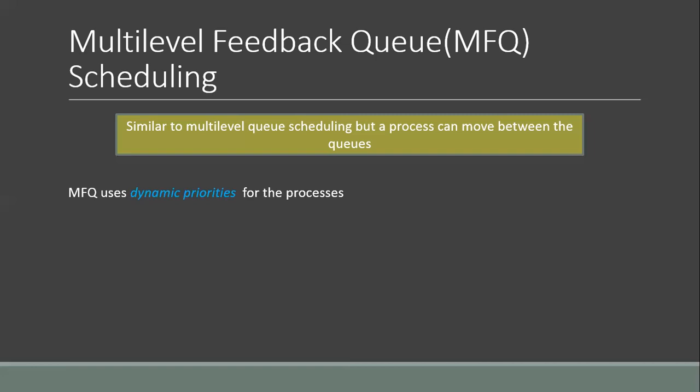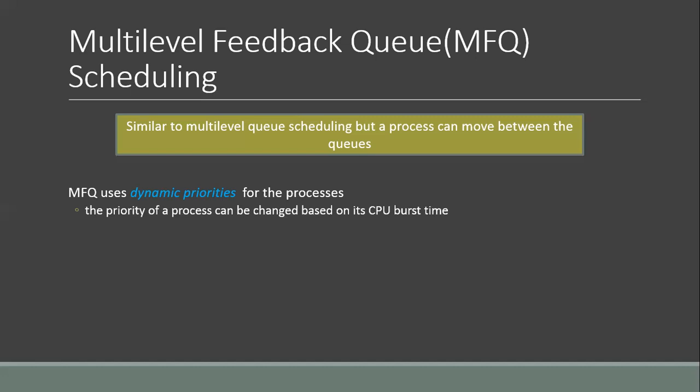This policy uses dynamic priorities for the processes. Unlike the multi-level queue scheduling, where fixed priorities are used for the processes, this scheduling algorithm uses dynamic priorities. Dynamic priorities mean priorities can be changed from time to time.